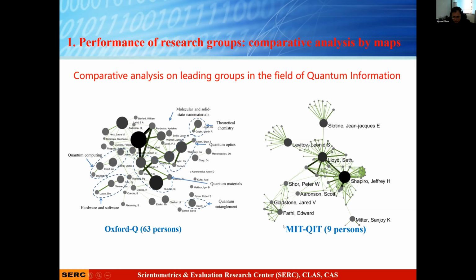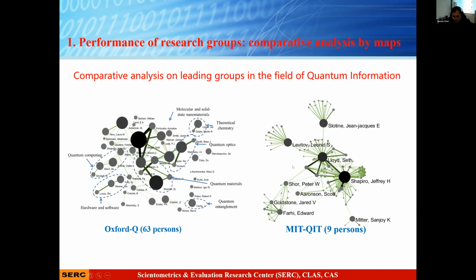But this group has some strong researchers who have very important results in the field of quantum information. For example, Peter Shor has the Shor algorithm, a very key method for the field of quantum information. Actually, we can show the difference, but we cannot conclude which collaboration factor is better. We just want to show the difference.